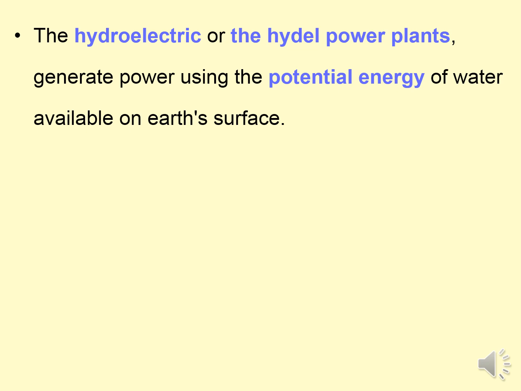mgh. So mass into gravity into height. So the mass of the water may be constant, the flow of water we can maintain. The acceleration due to gravity is 9.81, it is constant. So as the height increases, potential energy is going to increase. So that higher area we need to choose for generating the hydel power or hydroelectrical power.